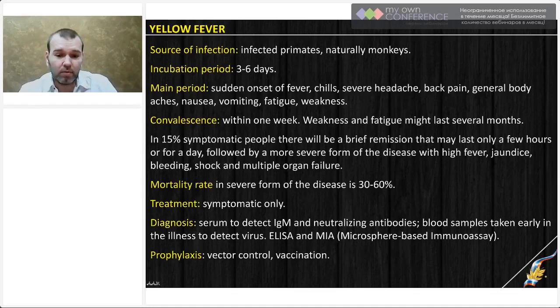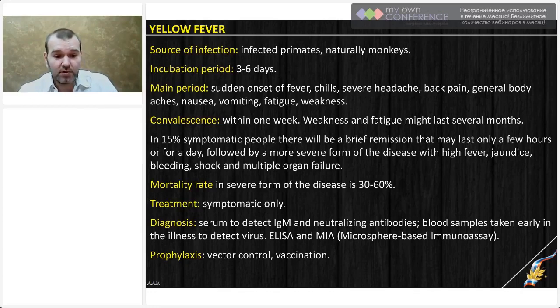A common problem with yellow fever and multiple viral diseases is that we have only symptomatic therapy. And of course, we don't have any options to reduce the viral load. We can only decrease symptoms.